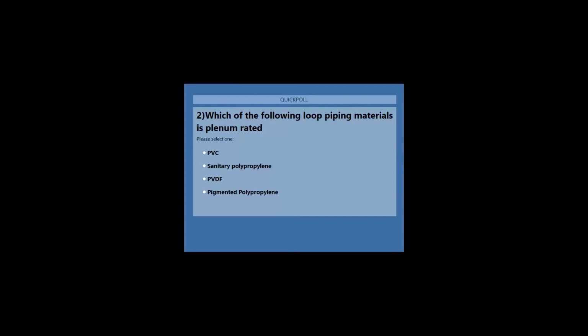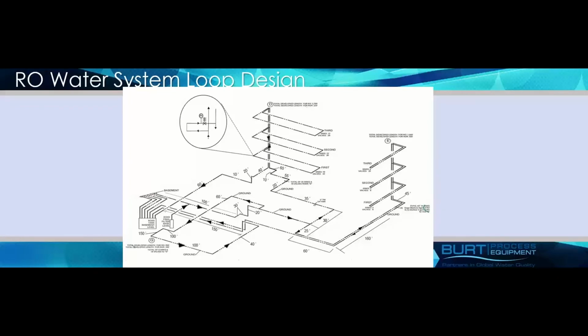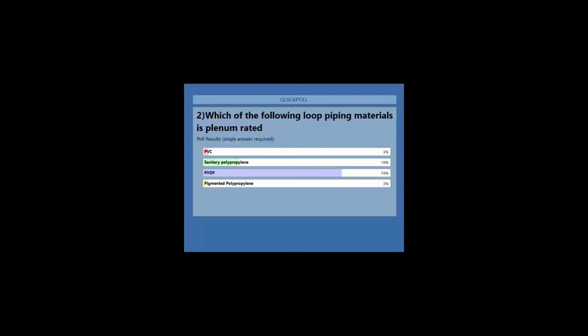All right. Obviously, we just talked about different plumbing materials. The only plenum-rated thermoplastic piping in this case is PVDF.